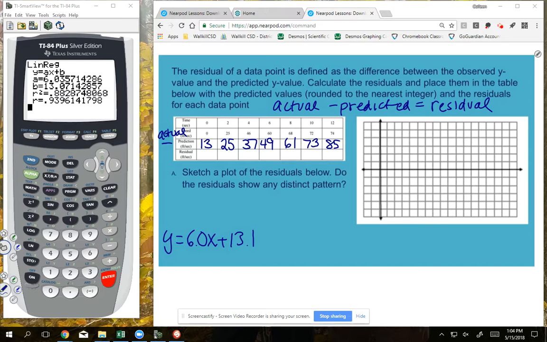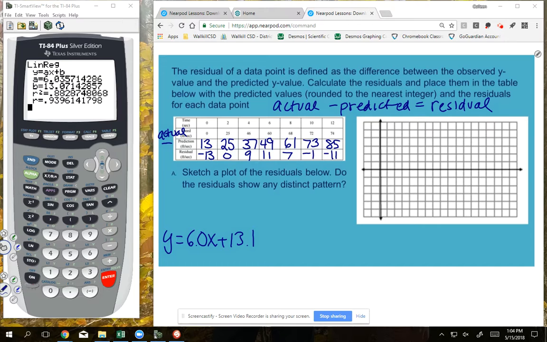Okay. 0 minus 13 is negative 13. 25 minus 25 is 0. 46 minus 37 is 9. 60 minus 49 is 11. 60 minus 61 is negative 1. 72 minus 73 is negative 1. 74 minus 85 is negative 11. 75 to 85 would be 10, and 74 to 85 would be 11.